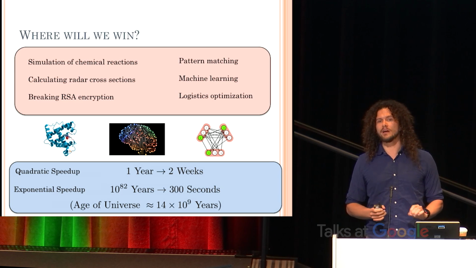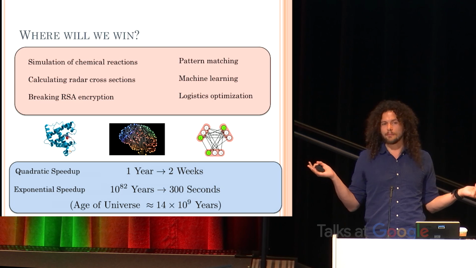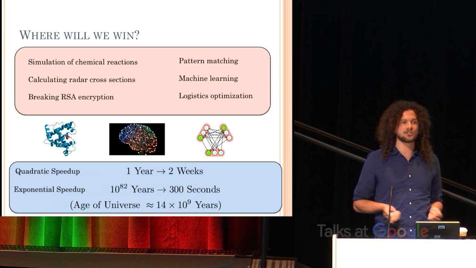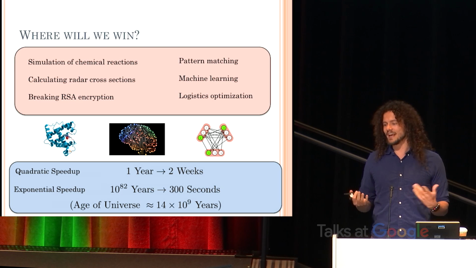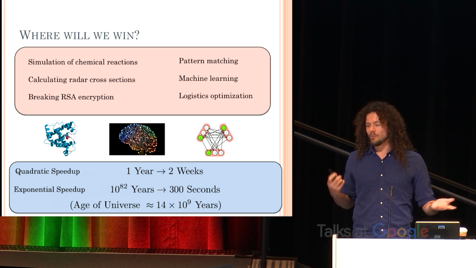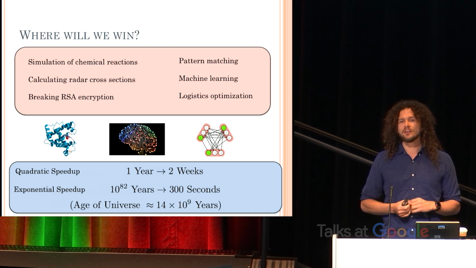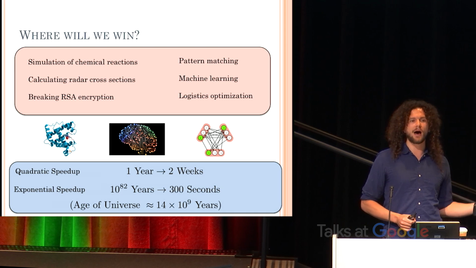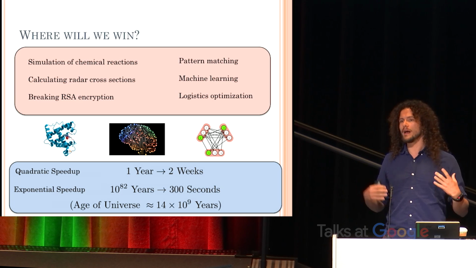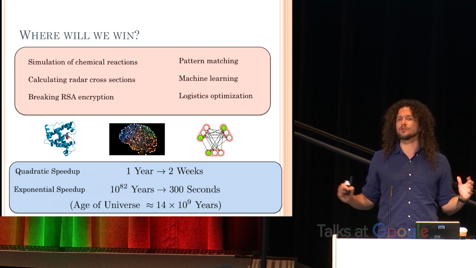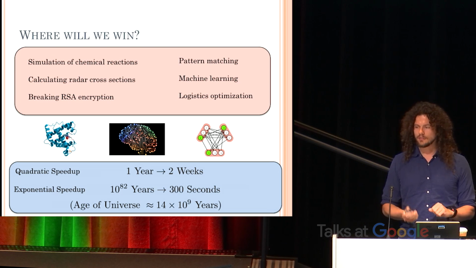And the really exciting one is if you can get an exponential speedup, which has the potential to reduce some problems down from something like 10 to the 82 years to something more like 300 seconds. So what does 10 to the 82 years even mean? Well, the age of the universe is something like 14 times 10 to the 9 years. So you've really made something that was essentially impossible routine. And that's the kind of goal of a quantum device. That's why we're so interested in it: the potential for these speedups to make the impossible an everyday occurrence.